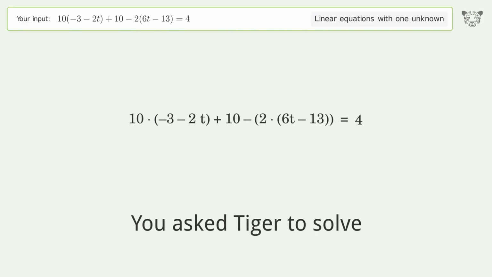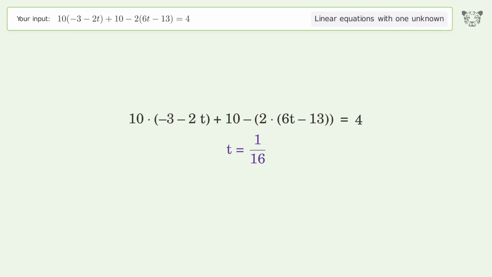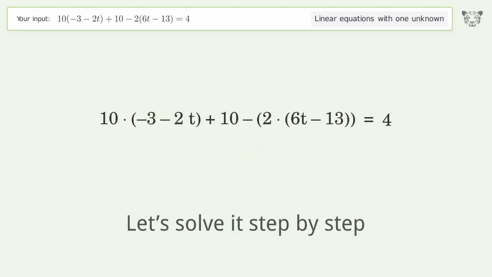You ask Tiger to solve. This deals with linear equations with one unknown. The final result is t equals 1 over 16. Let's solve it step by step.